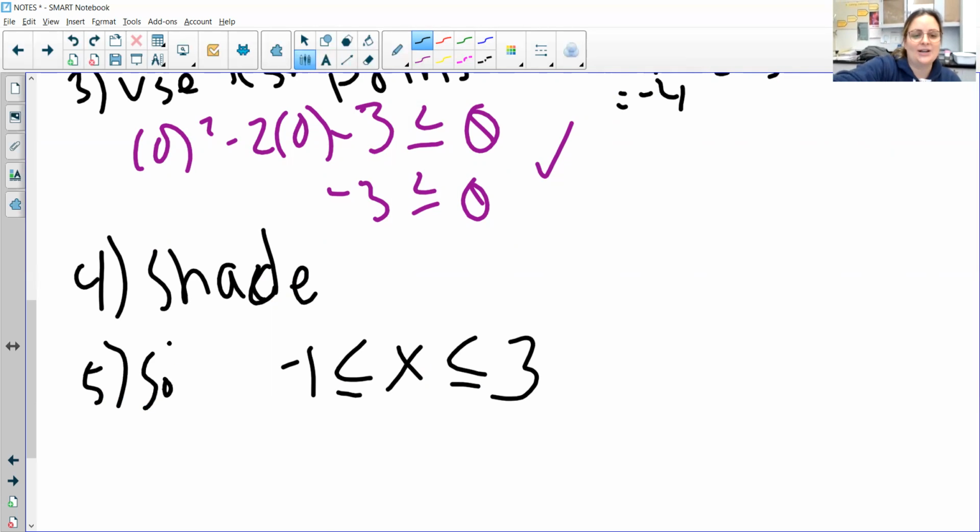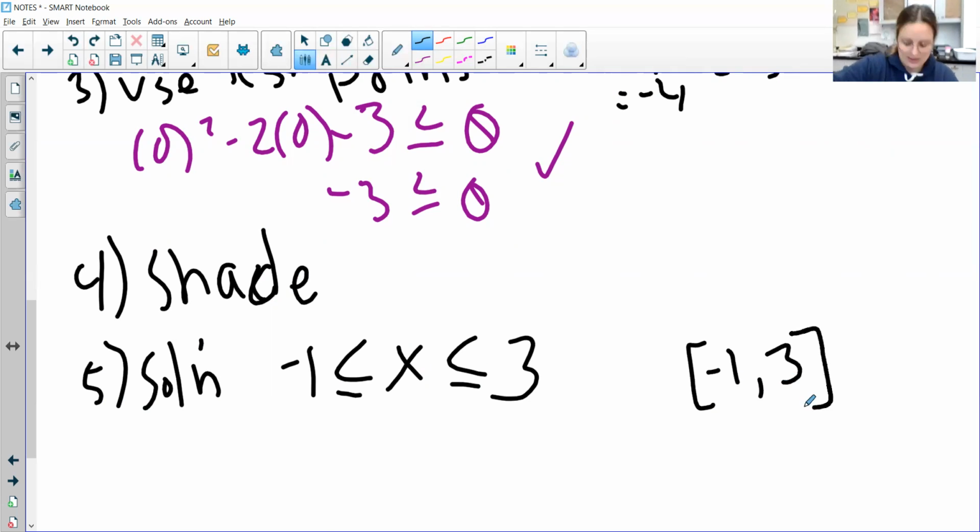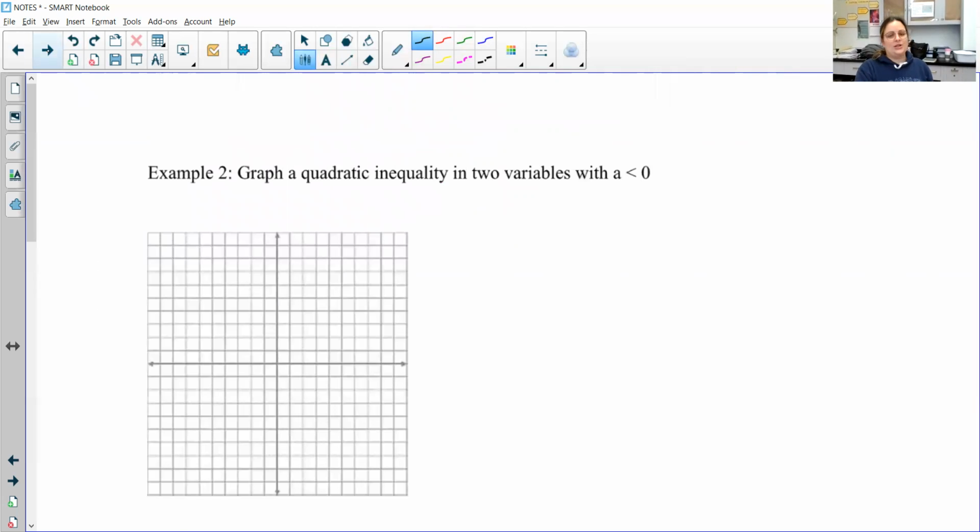So we are going to state our solution. You can state it either this way, or you can state it this way. Square brackets mean that it can be equal to as well. So that's what you do when it is less than, greater than, or equal to 0. That means the solution for x has to be on the x-axis.